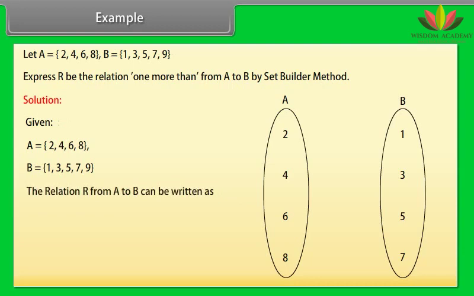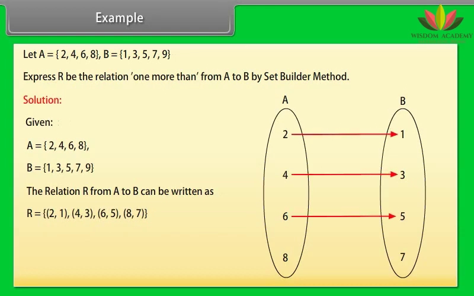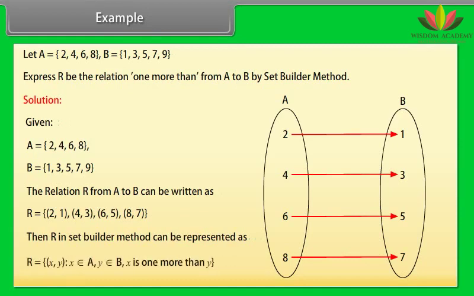The relation R from A to B can be written as R = {(2, 1), (4, 3), (6, 5), (8, 7)}. Then R in set builder method can be represented as R = {(x, y) : x belongs to A, y belongs to B, x is 1 more than y}. The visual representation of the relation is shown below.